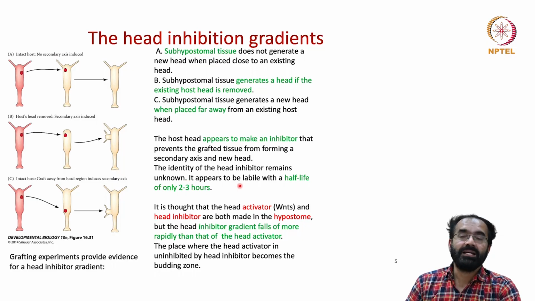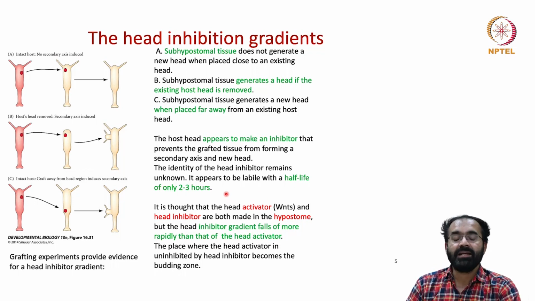It appears to be a labile substance which has a half-life of only 2 to 3 hours. How do we know? If you decapitate and immediately put the graft tissue, it will not form a head. But if you wait for 2 or 3 hours and then put it, a new head will be formed. So that means the inhibitory signal is a volatile substance, or it can sublime easily into the atmosphere.